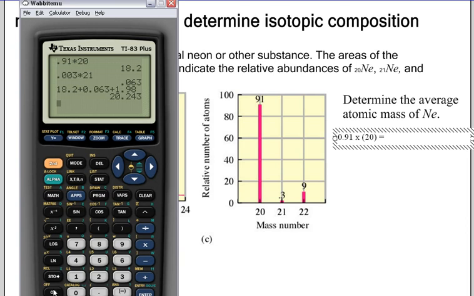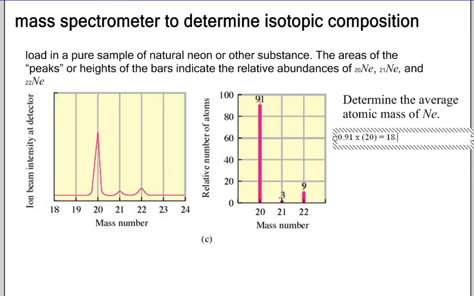Oh, my calculator seems to shut itself off. 0.91 times 20 is going to give us a fractional mass of 18.2, because this is a smaller part of the overall mass of neon. This is just what is given to its average by neon 20.